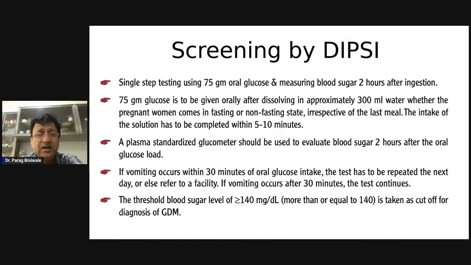She can do the test at any time during the day. A plasma standardized glucometer should be used to evaluate blood sugar 2 hours after the glucose load. Now, if the woman has vomiting within 30 minutes of glucose intake, the test has to be repeated at a later date. But if the vomiting occurs after 30 minutes, the test continues.